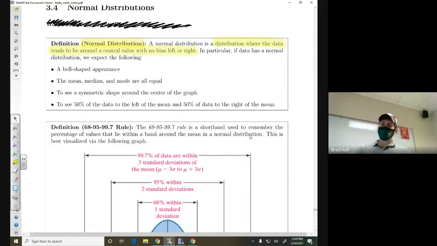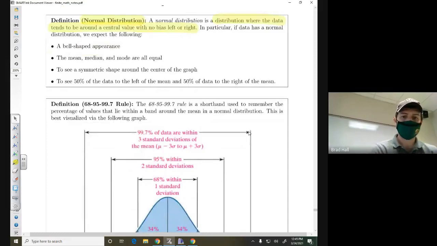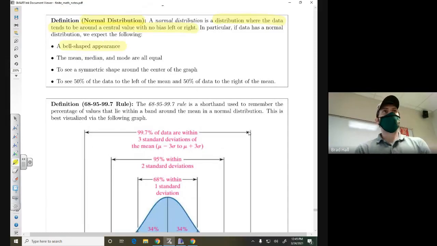So some of the assumptions that we get for free with a normal distribution: a bell-shaped appearance, the mean, median, and mode are all equal. Okay, that's convenient. So there's no point in finding any one of these separately. We expect to see a symmetric shape around the center. It's the same thing on the left and same thing on the right.